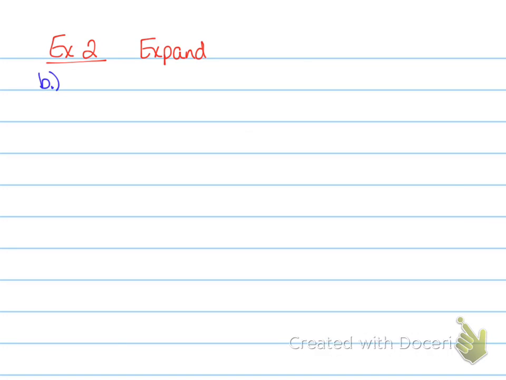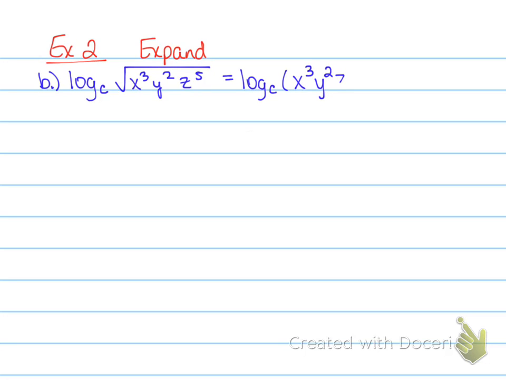Alright, so B is log base C of the square root of x cubed y squared z to the 5th. Well, the first thing is we can't do anything with the square root. And so remember we had talked about that. We could change the square roots the same as written to the 1/2. So we have log base C of what's underneath that square root, so x cubed y squared z to the 5th raised to the 1/2.